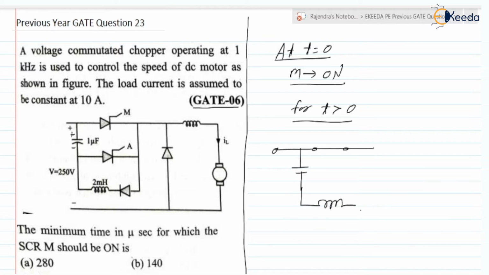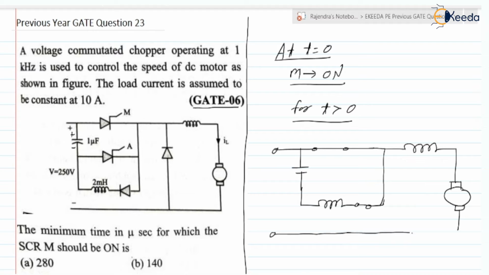Here there is an inductor, and the diode will be acting as a short circuit. The current will be flowing from the source towards the load. The inductor is connected in the load branch to maintain the constant load current. Here this voltage is equal to 250 volt. The capacitor voltage is also equal to 250 volt. The capacitor value is 1 microfarad.